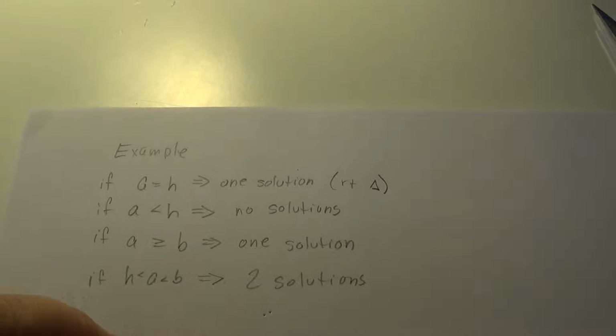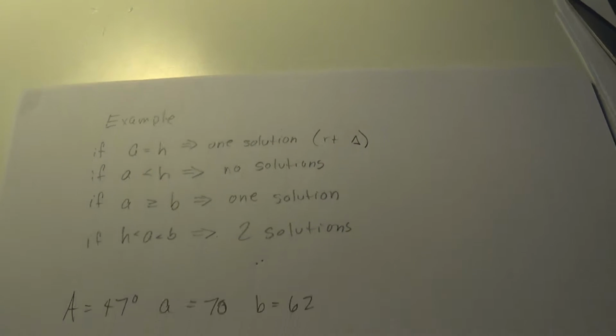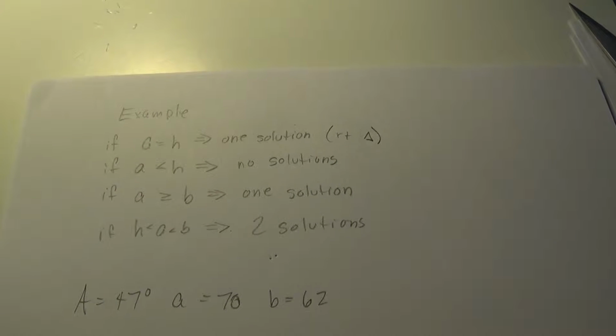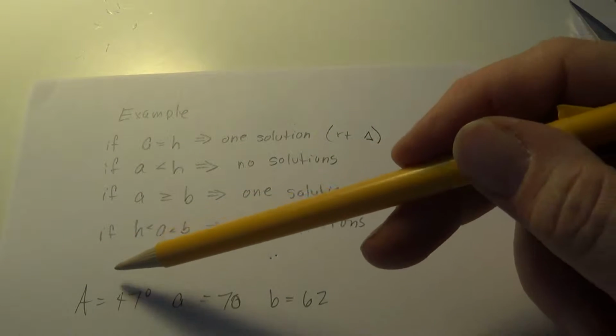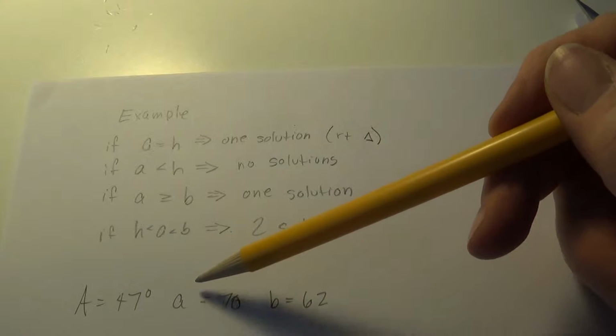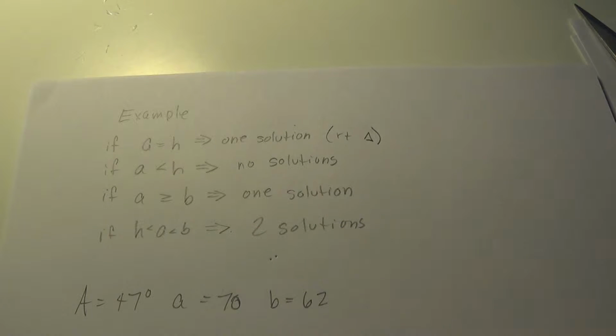So which one is this? So here's where the rubber meets the road. We have a capital A of 47, side A of 70, side B of 62. So let's look at what that shows up.